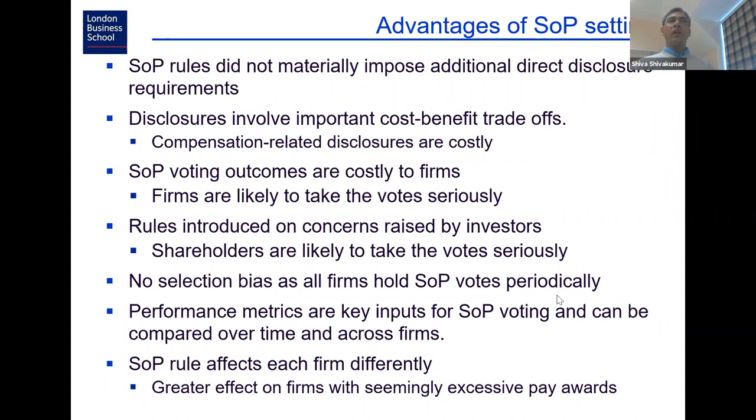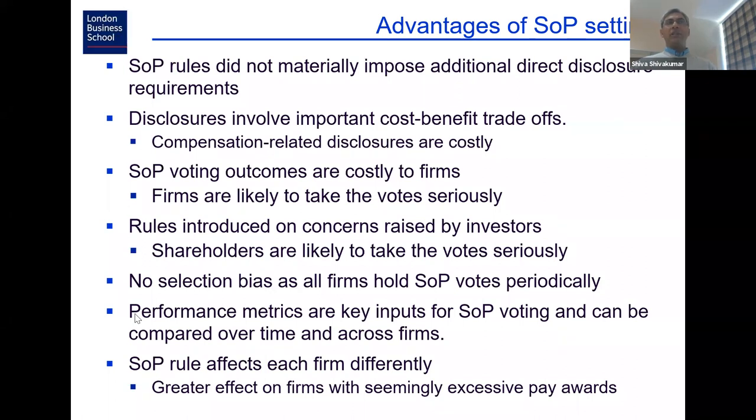And as the SOP votes are required of all firms, we are not going to have concerns with the selection bias, which we might have had if we look at other types of stakeholder voting, such as stakeholder voting on acquisition decisions, on governance-related issues, or on other types of corporate decisions. So in all these cases, companies do not necessarily have a vote regularly. They will arise whenever there is a specific event associated with that shareholder voting. So in our particular case, we don't have that concern.